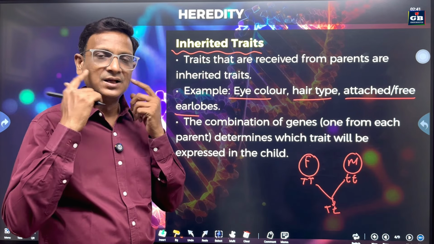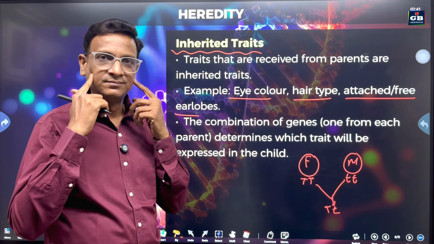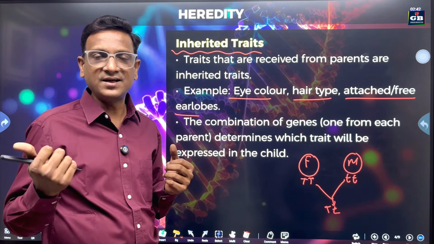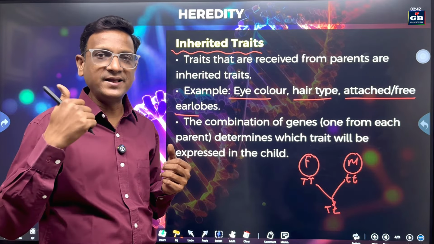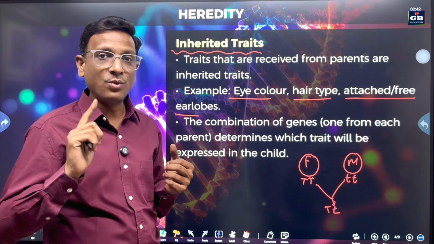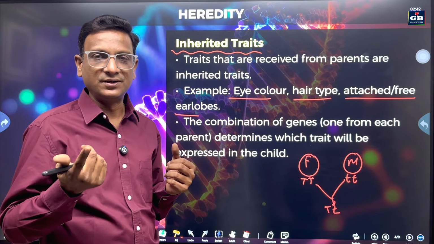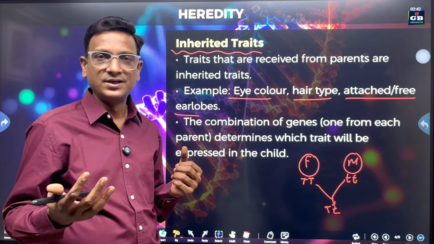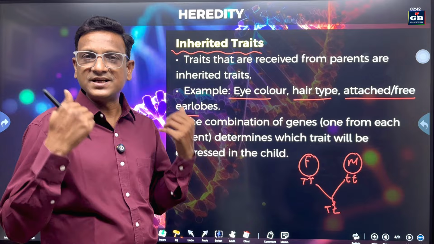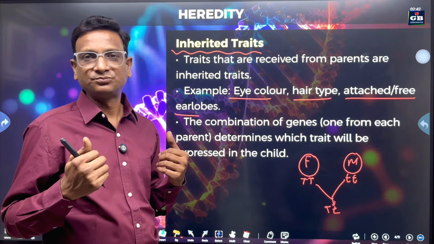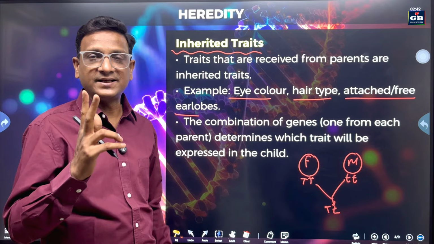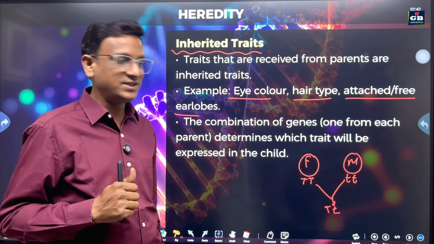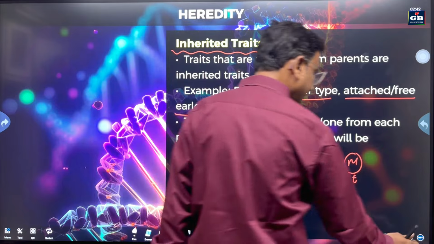For skin color, I may be having dark skin, but my father is having fair skin. My mother is having dark skin. So I got both the fair and dark in me, but only one is expressed. The dark color is expressed, but still I have the gene which has the fair color, right? So for every character there are two genes. Every trait is controlled by two genes which are called alleles.